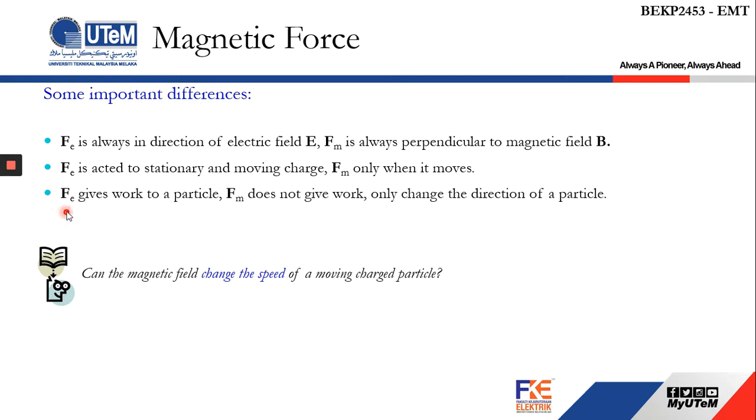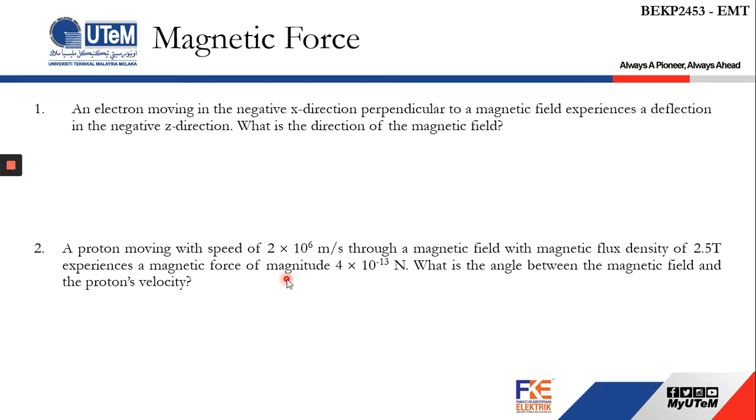And number three, the electric force does work on a particle, but magnetic force does not do work. It can only change the direction of a particle. Because it does not do any work, it cannot change the speed of a particle, only the direction. So let's look at two simple examples.